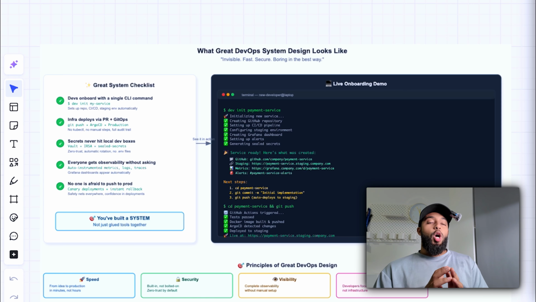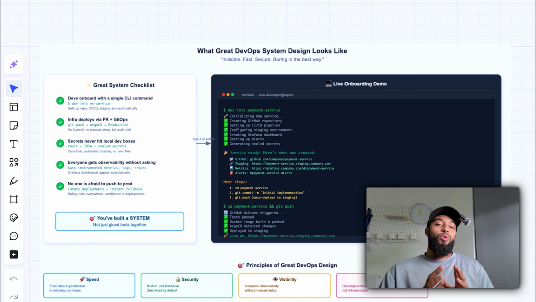Now, if you've ever been overwhelmed by DevOps tools, right? It's not your fault. I don't blame you for this. You were never shown the whole system view like I've shown you right now. Now you've got it, right?